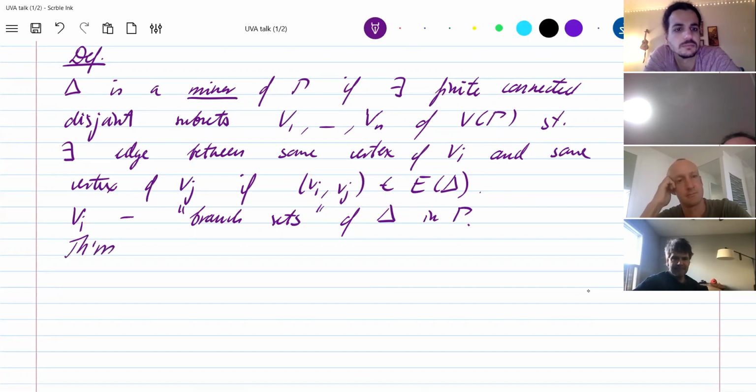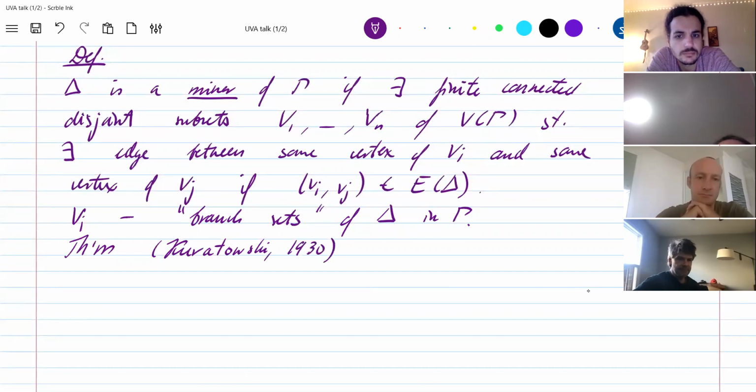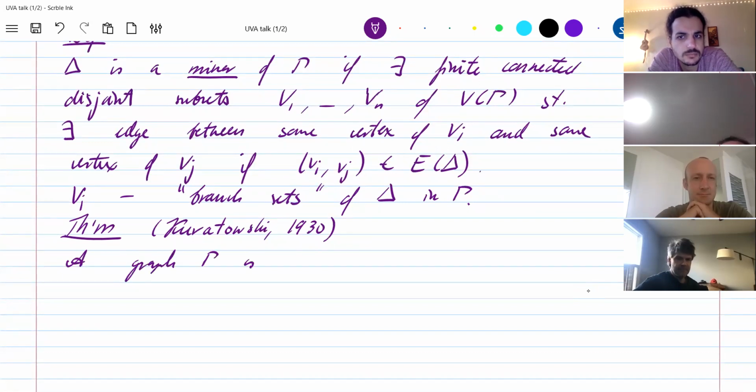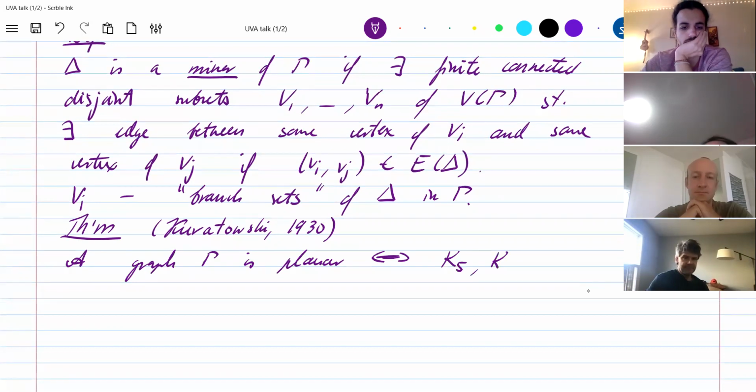Okay, so why are minors interesting? Well, you might all have heard about this famous theorem of Kuratowski from the 1930s, which states that a graph is planar if and only if it doesn't contain the following graphs as minors. So it doesn't contain the graph K5 nor the graph K3,3 as a minor.